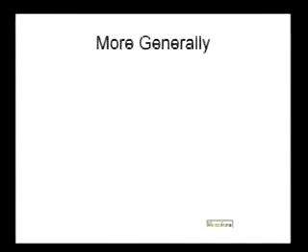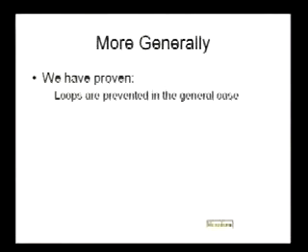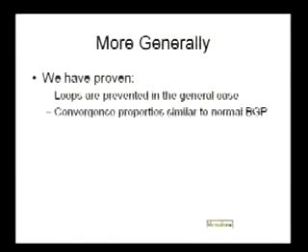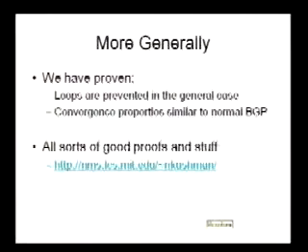Now, this is just a simple example to try and get the point across. But more generally, because this is the kind of thing that academics do, we've proven that loops are prevented in the general case, and that the convergence properties are very similar to BGP. And if you care, you can go look at my webpage to find all sorts of proofs and additional information on this.